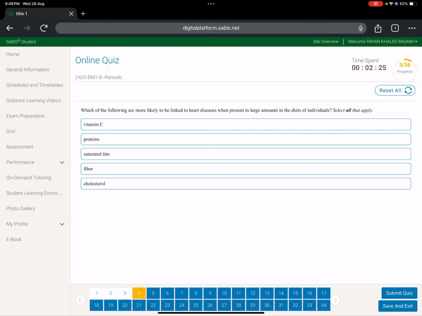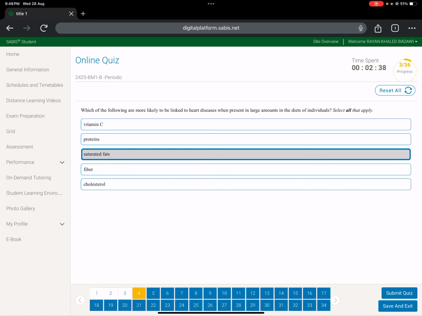Question 4. Which of the following are more likely to be linked to heart diseases when present in large amounts in the diets of individuals? I also mentioned this in the video, so this is straightforward. Saturated fats such as junk food we eat, and also food that has high levels of cholesterol.